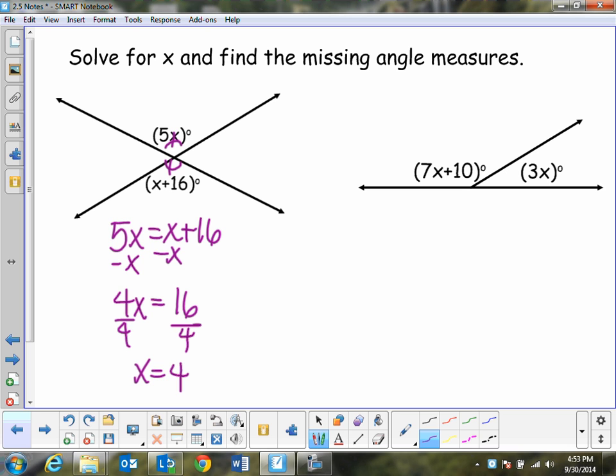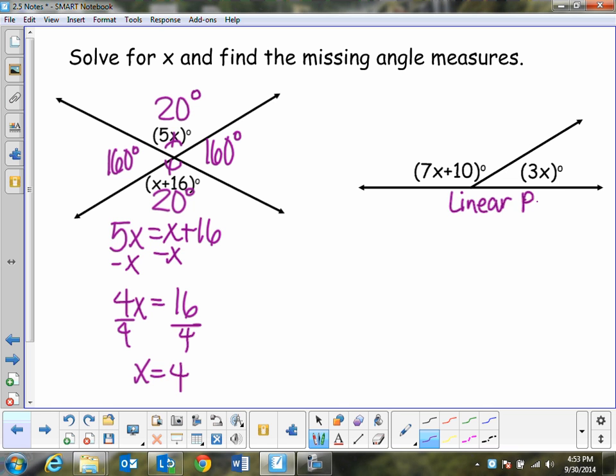So we want to plug that back in. This is 20 degrees because 5 times 4 is 20. This is also 20 because vertical angles are congruent. And then here's a linear pair that we said is always going to be supplementary. That makes this 160 degrees and 160.